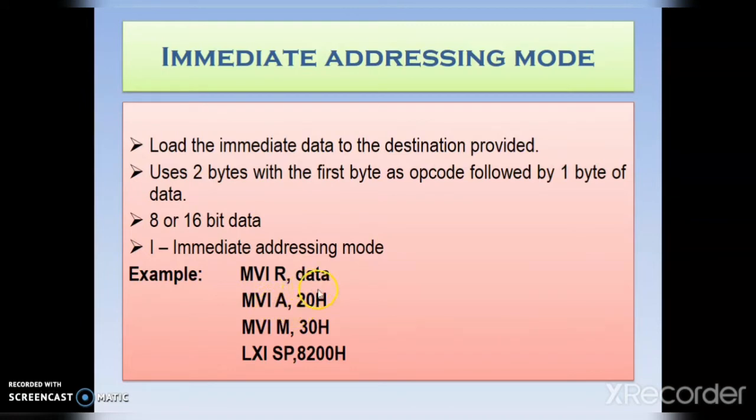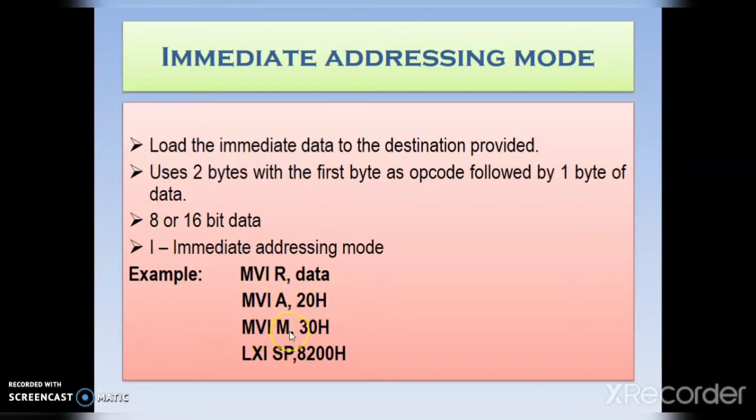That is, it moves the 8-bit immediate data 20H into the accumulator. A represents the accumulator. The function of this instruction is that it loads, transfers, or copies. That is the function of the move instruction. In this example, I am considering 8-bit data, so the 8-bit data is moved immediately to the accumulator. This is the function of this instruction.